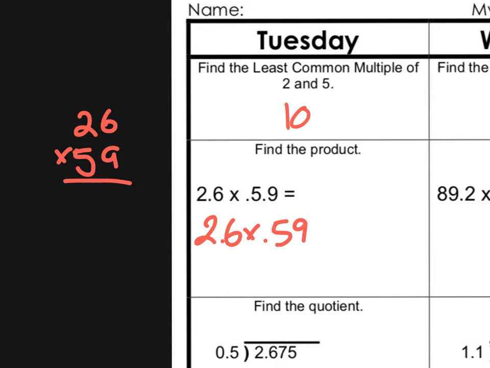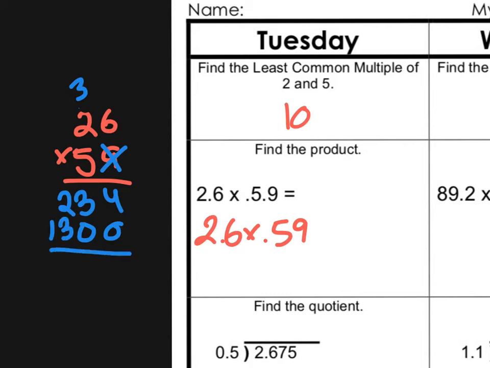9 times 6 is 54. I carry my 5. 9 times 2 is 18. Add 5 will be 23. Cross out the 9. Put a 0. Erase the number up top so it doesn't distract you. Now we're on the 5. 5 times 6 is 30. Carry the 3. 5 times 2 is 10. Add 3 makes 13. Let's go add these together.